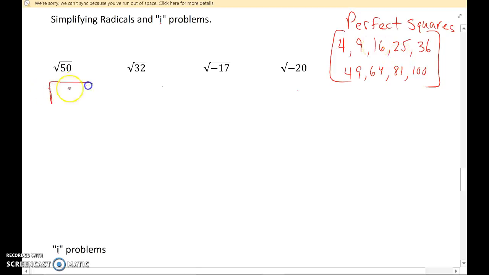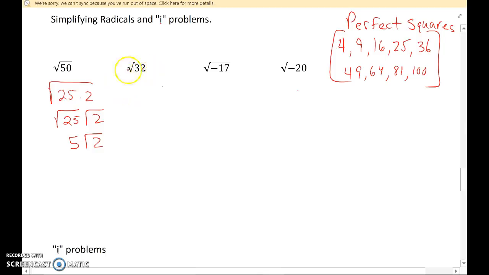And we should quickly recognize that 50 is 25 times 2. And so that can be written as the radical 25 times radical 2. And the square root or radical of 25 is 5. So 5 radical 2. Now, you always want to choose the largest common or perfect square divisor.